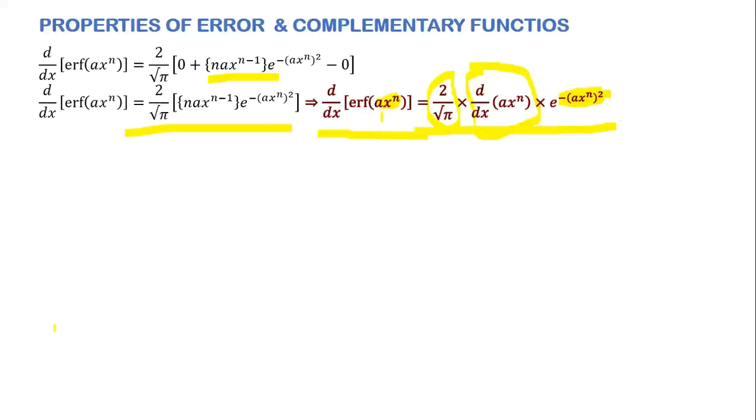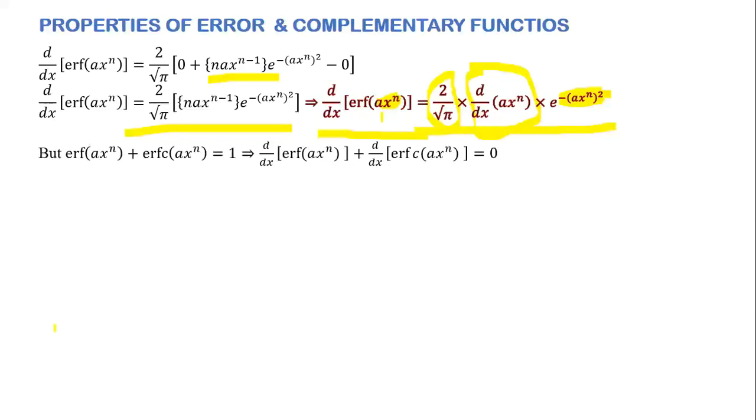Now for the same question, we have the derivative of the error function. How can you find the derivative of the complement error function? To do this, again we will use the second property, that error function of x plus complement error function of x is equal to 1. Here I consider the value of x as ax raised to n. So error function of ax raised to n plus complement error function of ax raised to n is equal to 1. Now let's take the derivative with respect to x on both sides.